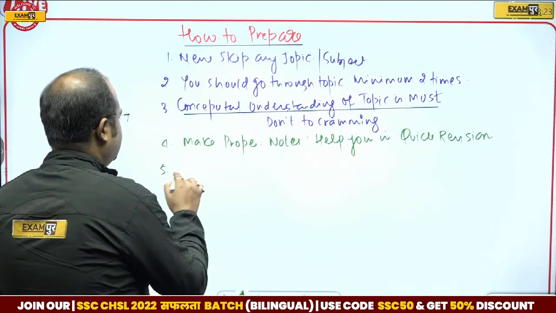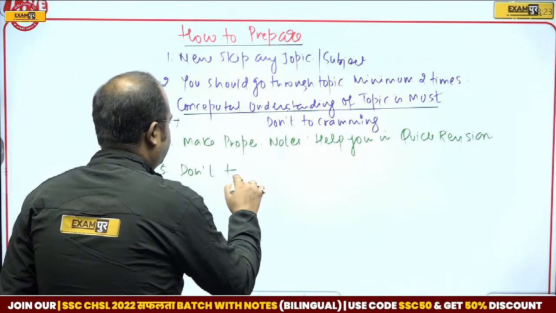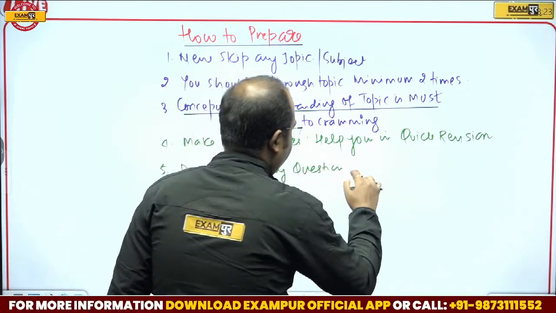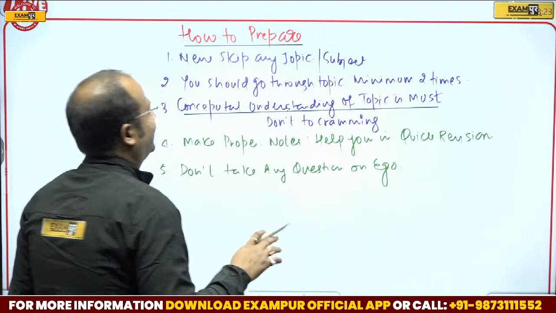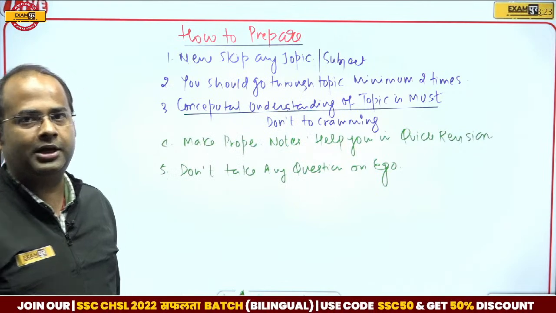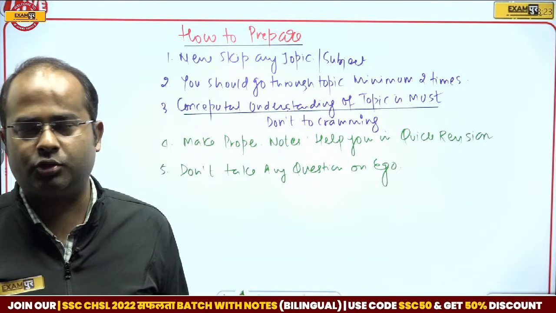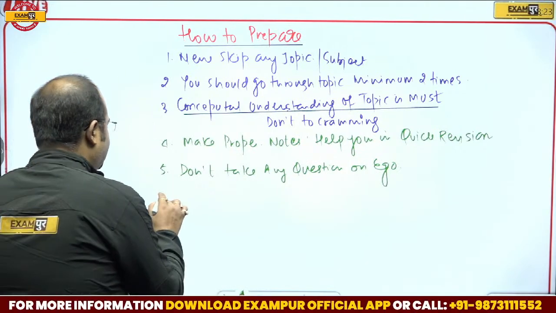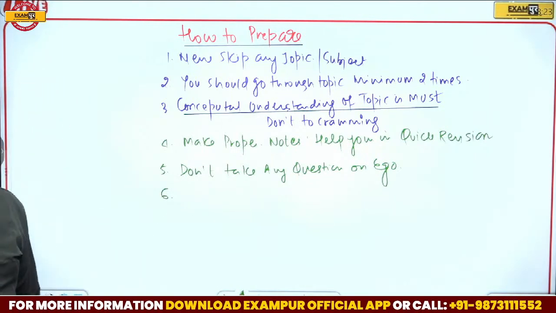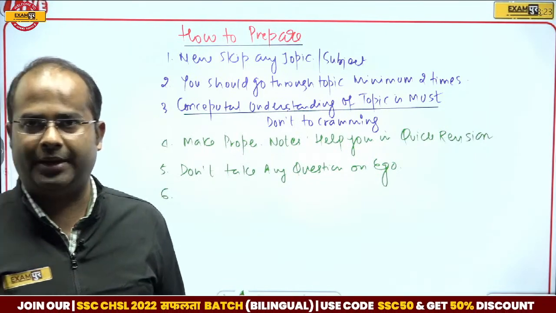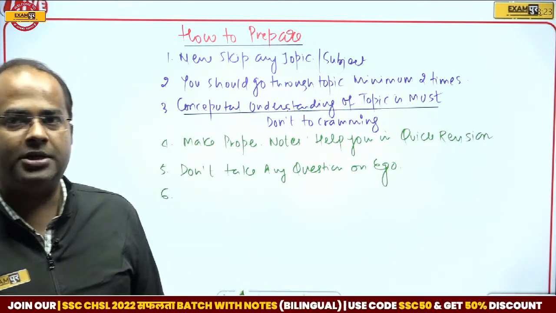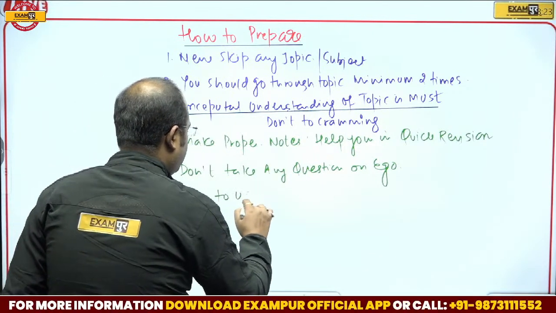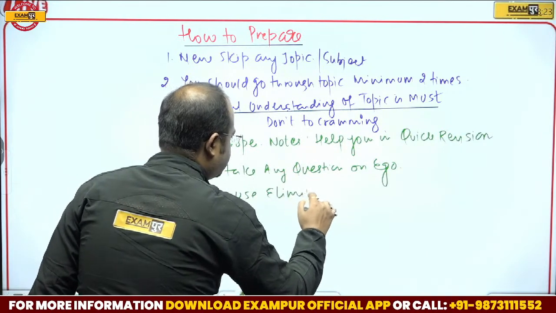Now the most important thing is, don't take any question on ego. If you are not able to find the correct answer even after applying the elimination method, do not take it on ego; skip the question and go for the next one. It is not possible, guys, that you will remember each and everything in the examination because it's a very vast topic. So try to use the elimination method.